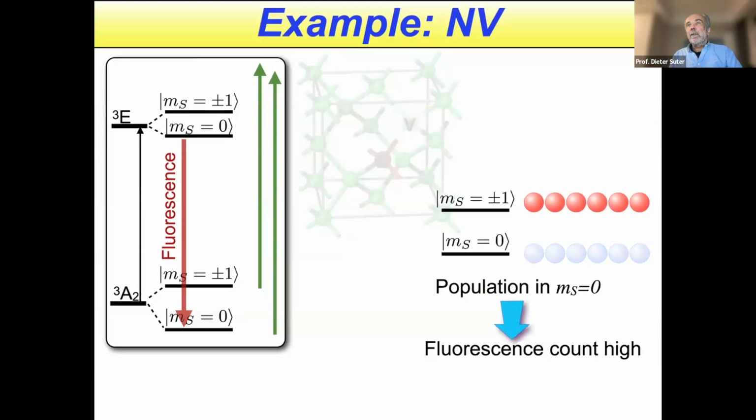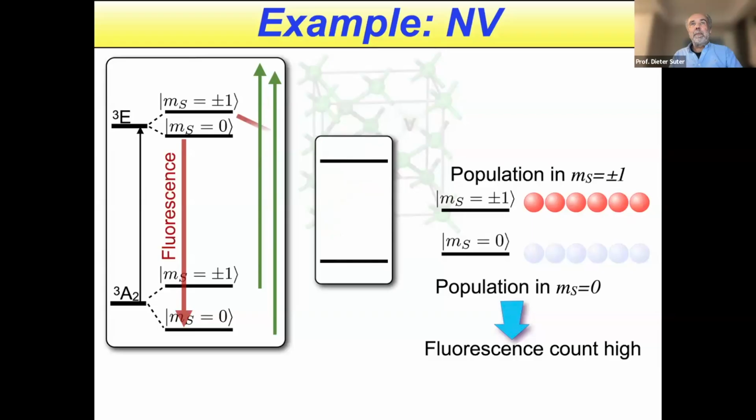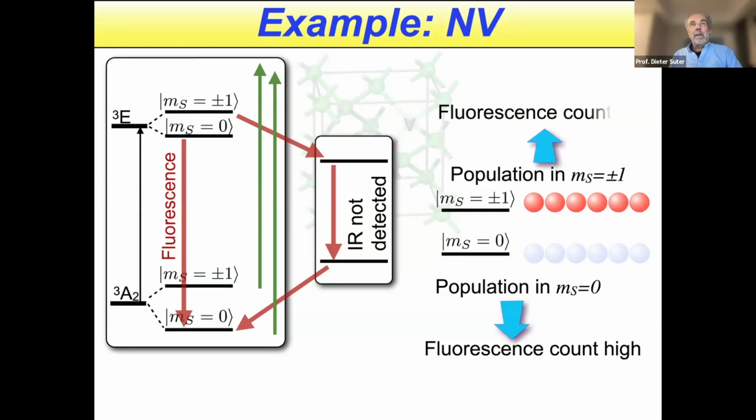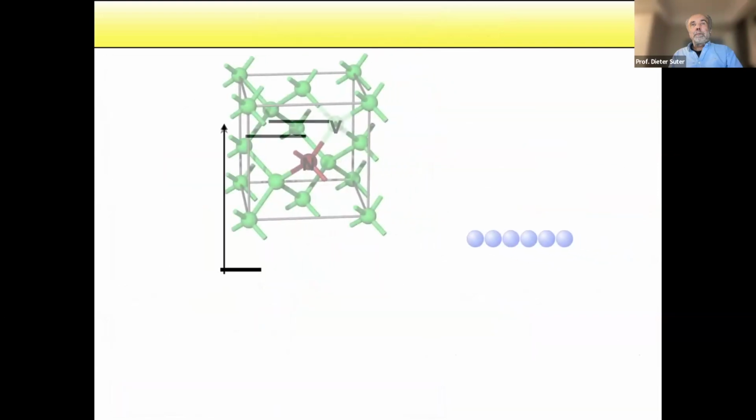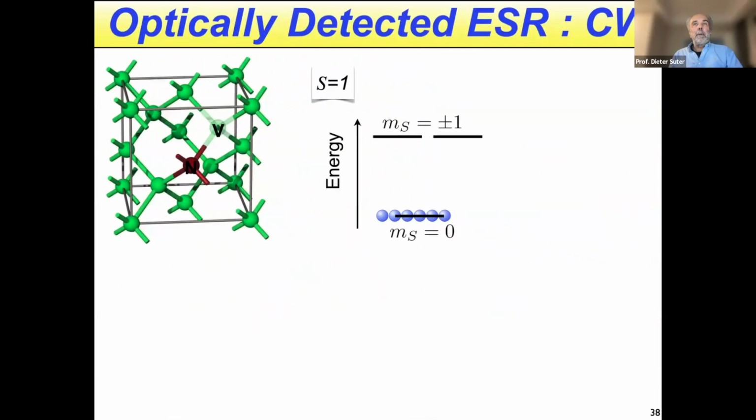If you start in the ms equal plus or minus 1 state, then this intersystem crossing comes in again. The system drops down indirectly, and because during this process, intersystem crossing, there are no photons emitted and it takes time, the fluorescence count is lower if you start in the ms equal plus and minus 1 state. So this measures the population of different spin states, and you can use that for detecting electron spin resonance.